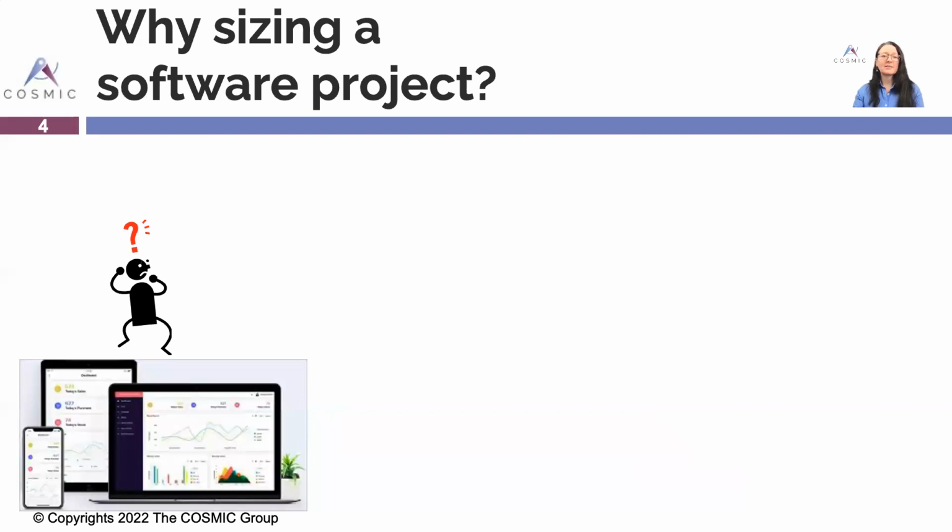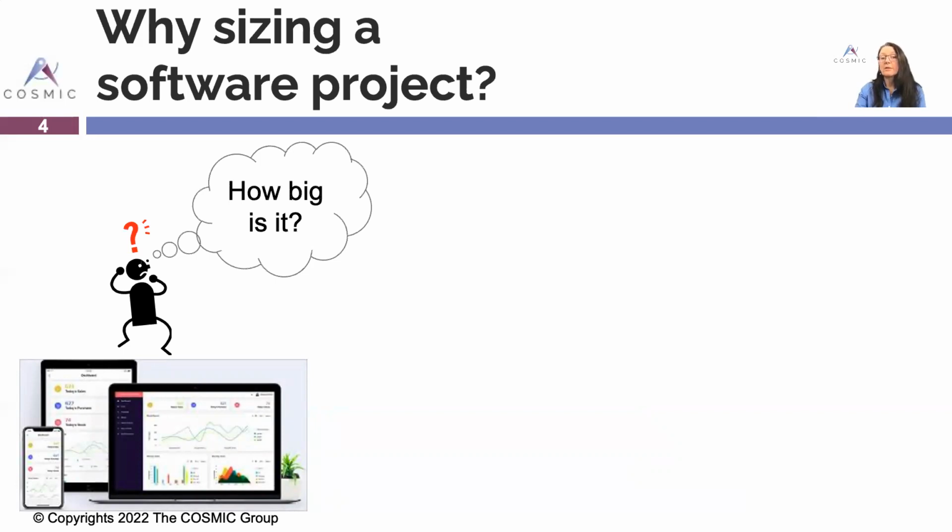So why is sizing a software project important? We want to know how big it is right up front, and we can confirm that size throughout the project and at the end. The first benefit, of course, is that we get to know the productivity of our software process, not of individuals, but really the software process.